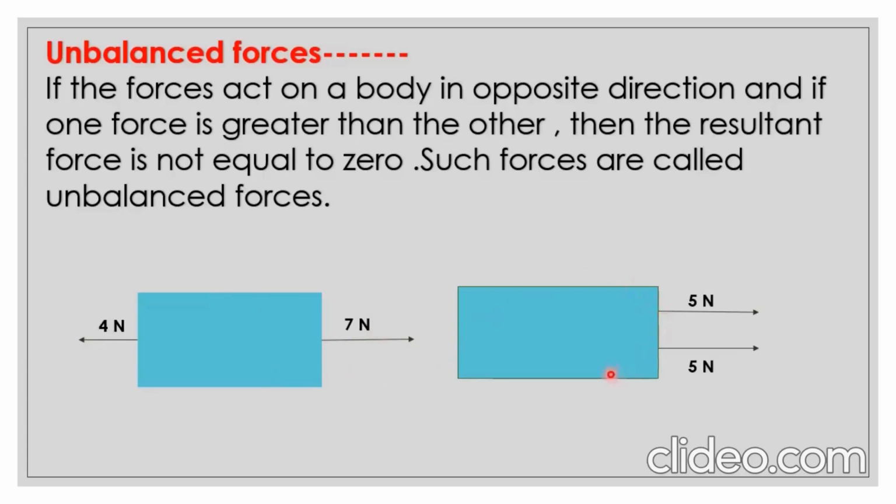Now in this case, 5 Newton force is applied in this direction and 5 Newton force is applied in the same direction. As these two forces are acting on this body in the same direction, they will get added. That means 5 Newton plus 5 Newton, that is 10 Newton force, will be applied on this object in this direction.